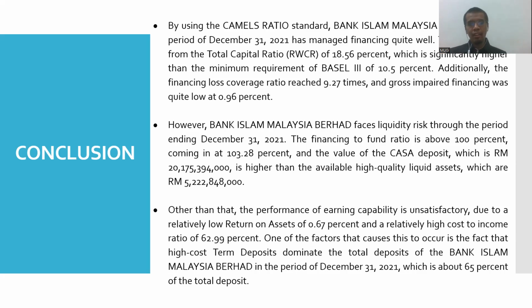Okay, and the last conclusion is that the performance of earning ability is unsatisfactory. Why? Because of a relatively low return on asset of 0.67% and a relatively high cost to income ratio of 62.99%. One of the factors that caused this is the fact that high cost term deposits dominate the total deposit of the Bank Islam Malaysia Berhad in the period of December 31st, 2021, which is about 65% of the total deposit.